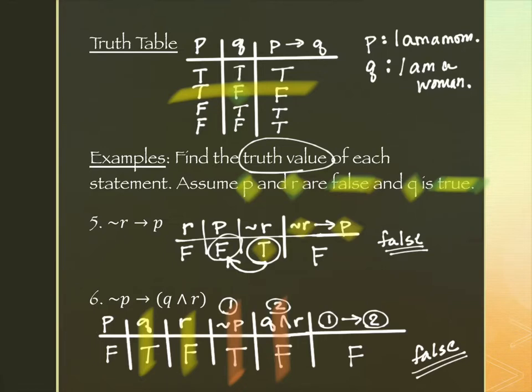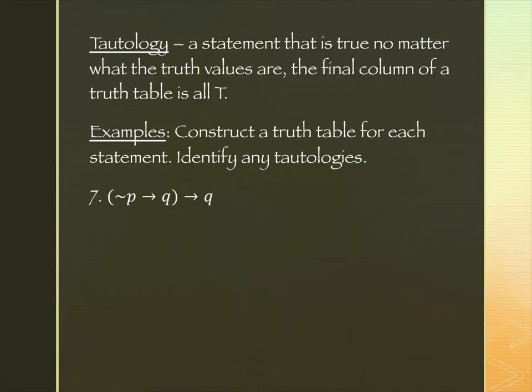Okay, so sometimes when we're working with truth tables, the last column will all have T's at the very end. Everything will say T, T, T, T, T, T. When that happens, it's a statement called a tautology. A tautology is a statement that is true no matter what the truth values are. That is, the final column of the truth table is all T's.